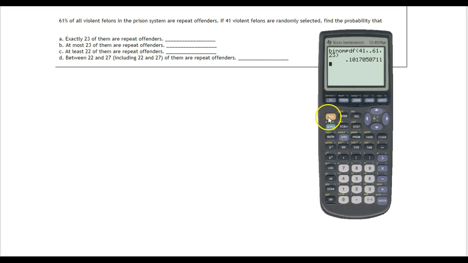So again, I'm going to go back to my distribution, and this time, again, we're looking at cumulative here, and we're going to use the CDF function. My N still goes in first.